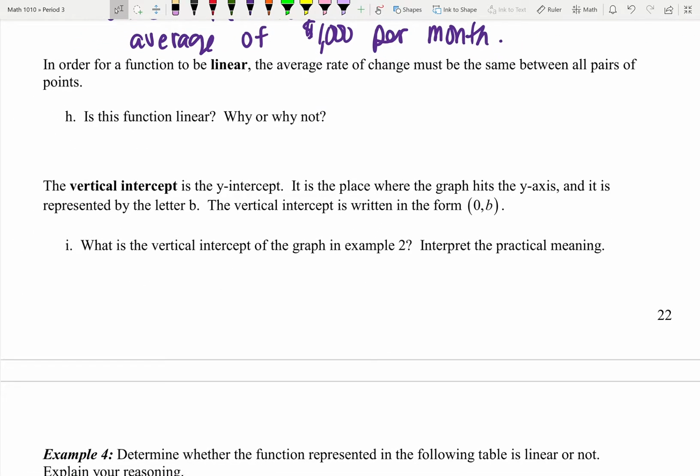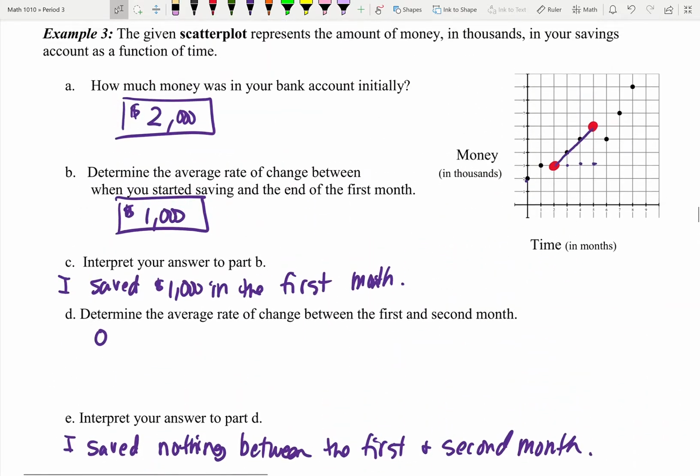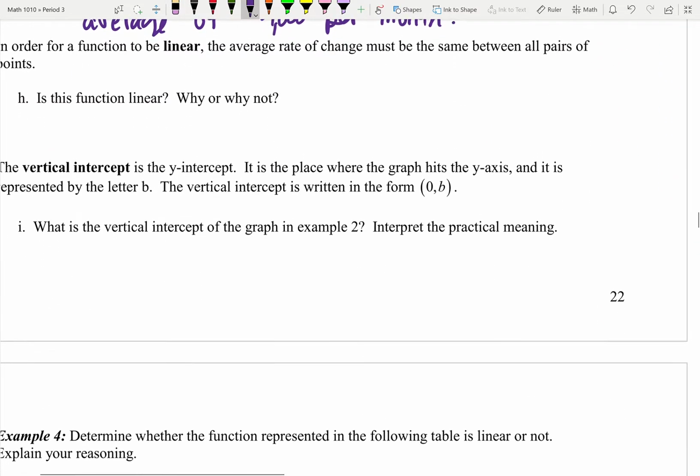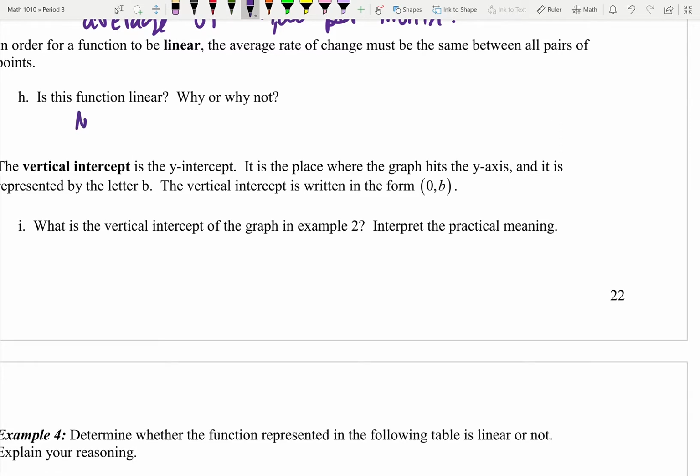Okay, in order for something to be linear, the average rate of change needs to be the same between all points. Everybody look right here. Could I draw a straight line right there and hit every single one of those points? Yes or no? No. Is the rate of change the same from all of them? No. Is this linear? No. Why not? I'm going to say the average rate of change is not consistent.